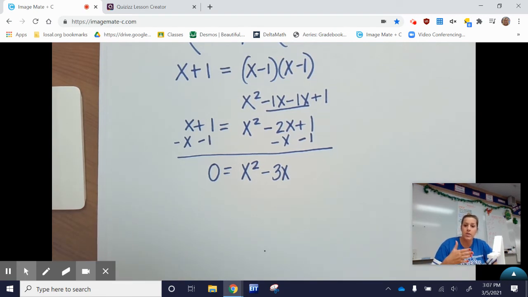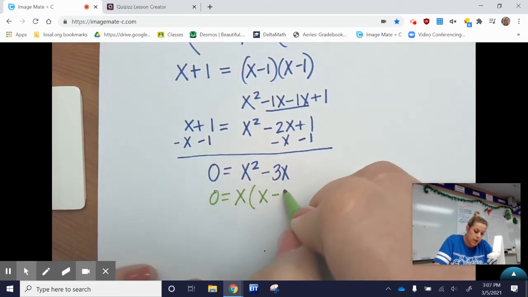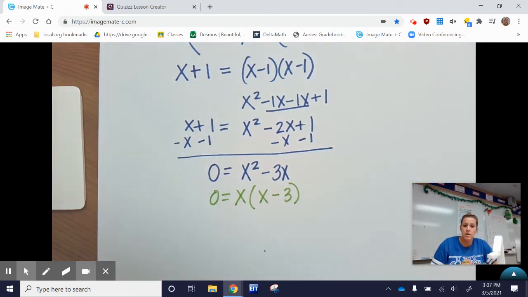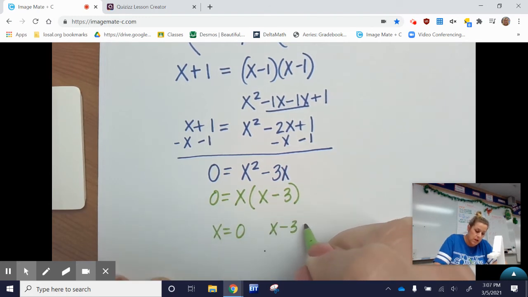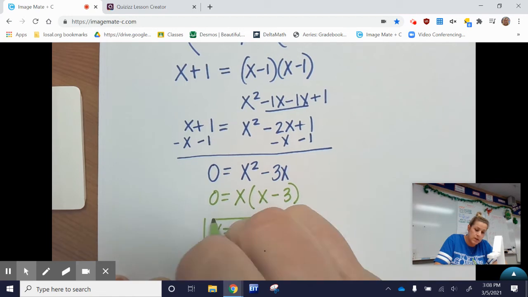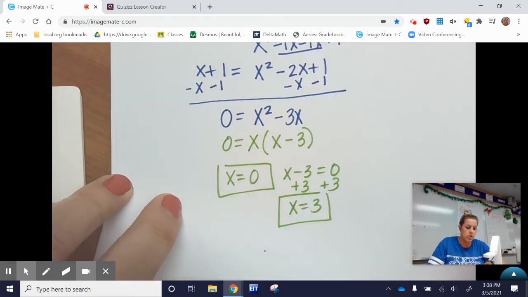So when I have a quadratic, I have two choices. I could factor, I could do quadratic formula. When I'm looking at this problem, I see that there is a GCF of x, and then I'll end up with x minus 3. Well, that's easy to solve. I've got x equals 0. There we go, I'm done. And x minus 3 equals 0. And when I add 3, I get x equals 3. Let me move this up so you can see it. There we go.